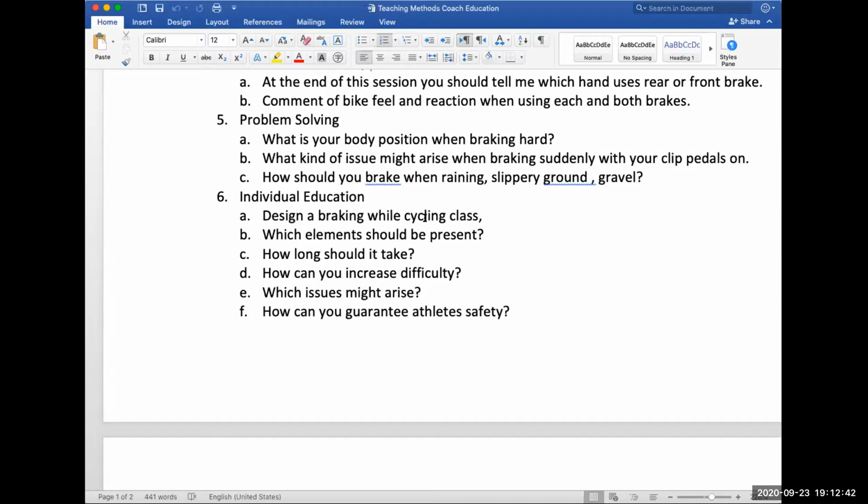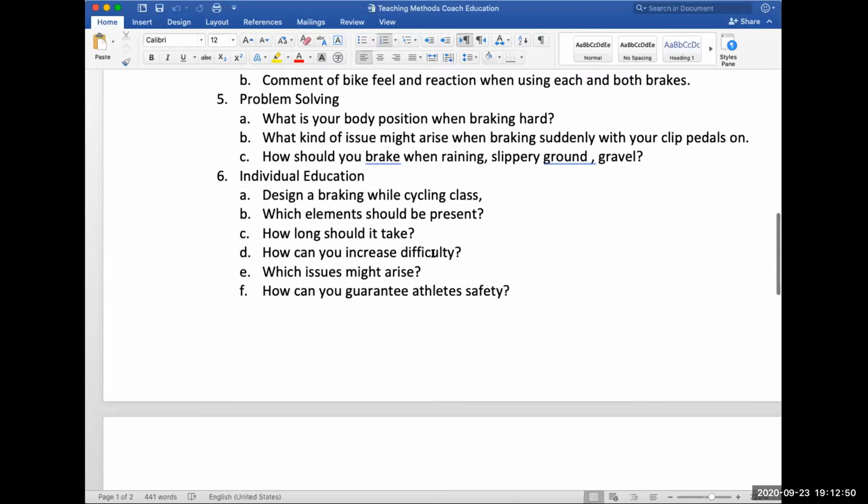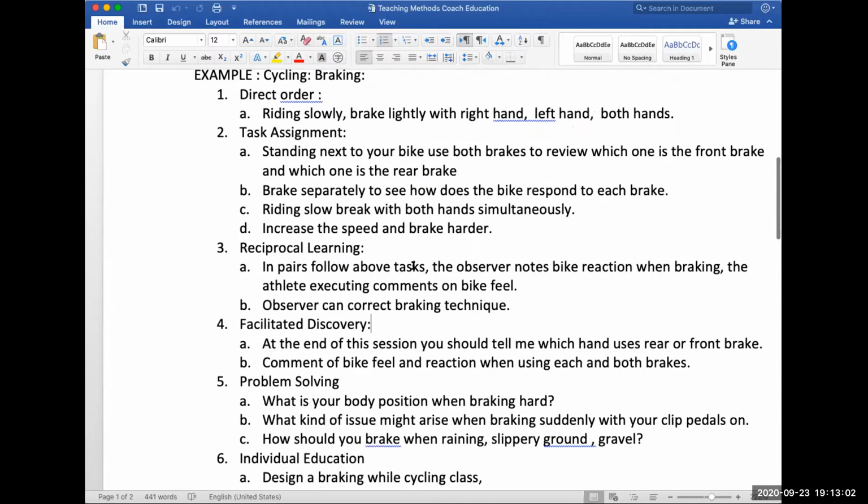Okay, so individual education, you would give these tasks to the athletes, and they should be able to design a braking lesson while cycling in class: which elements should be present, how long should it take, how can you increase difficulty, which issues might arise, and how could they guarantee athletes' safety. The athletes would need to participate in, they would need to design this lesson, okay?